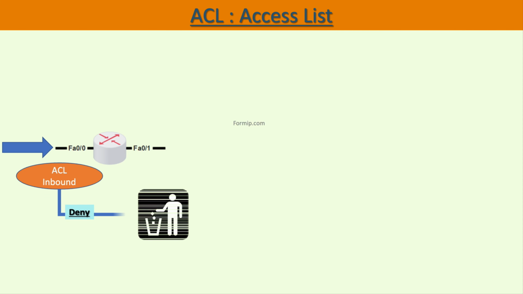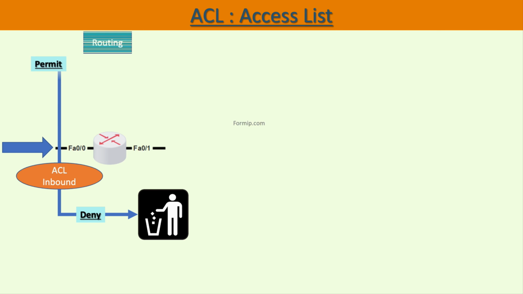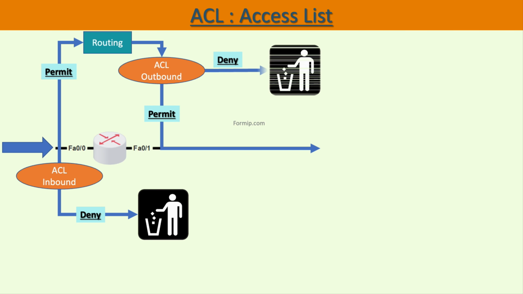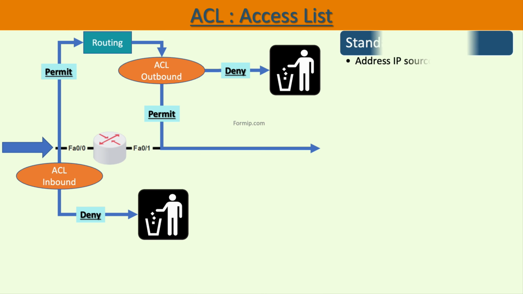The packet will be parsed by the incoming ACL. If the packet matches with a deny rule, then it will be deleted. If it matches with a permit rule, then it can pass and the router will take care of it. The router decides to route this packet to the FastEthernet 0/1 interface. There is also an ACL, but this time it is placed at the exit. If the packet is allowed, then it will continue on its way. Otherwise, it will be deleted.